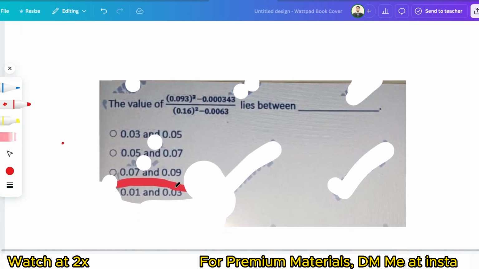Okay, so I'm going to share actual questions which were asked in 2022, 23, 21 and all previous years. So let's start with this question.